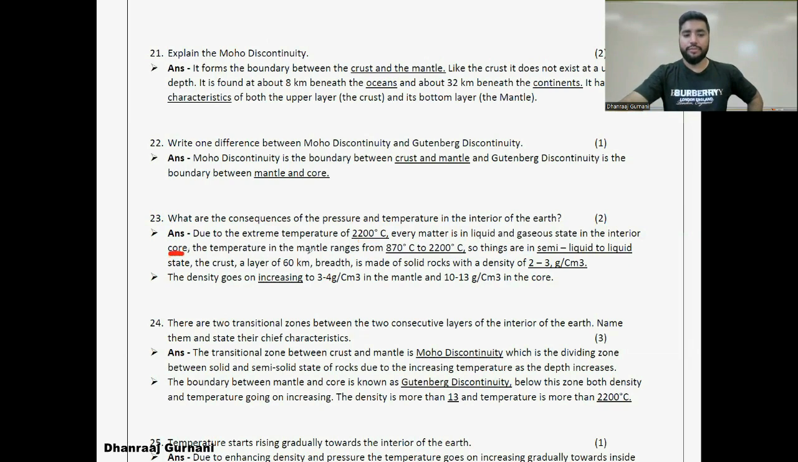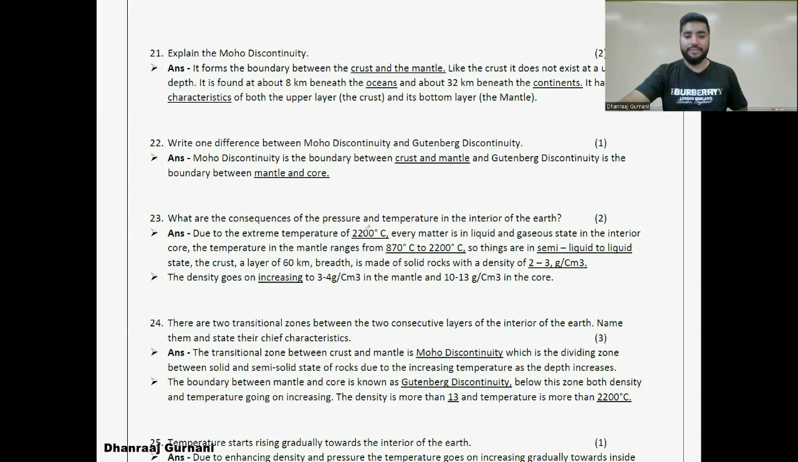So after the core, we go to the mantle. The temperatures here are from 870 to 2200 degrees Celsius. And here everything is in a semi-liquid to liquid state. So the core temperature was 2200, the mantle is 870 to 2200. In the core, everything was in a liquid and gaseous state. Here it is semi-solid to liquid.